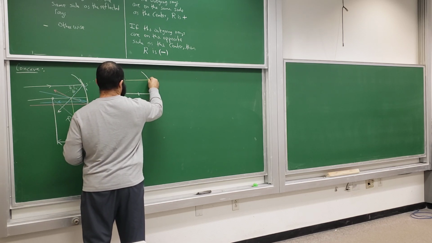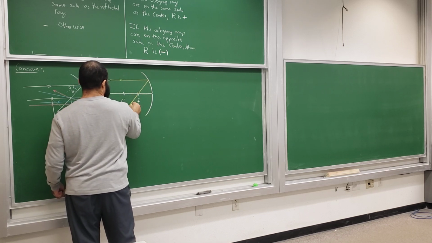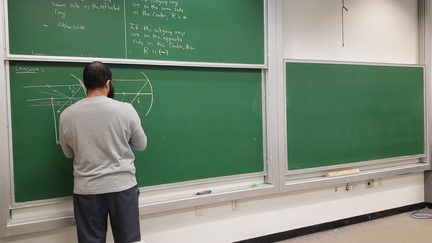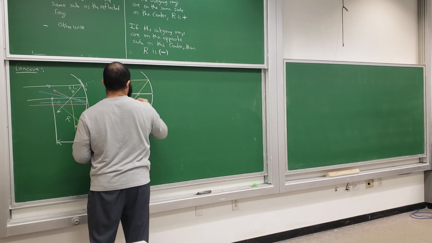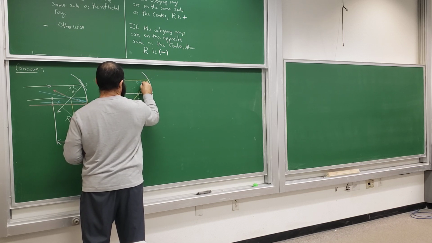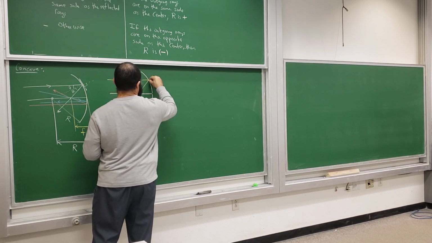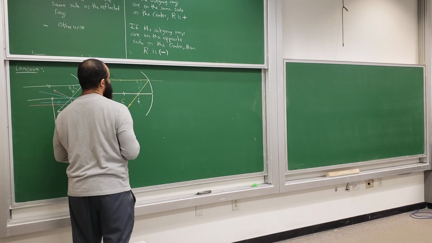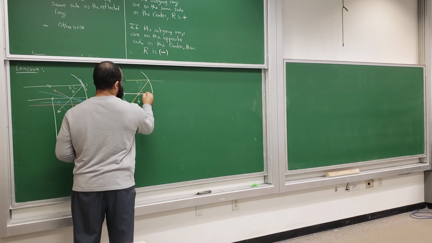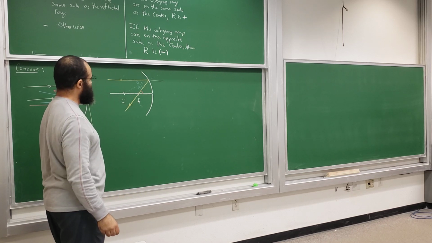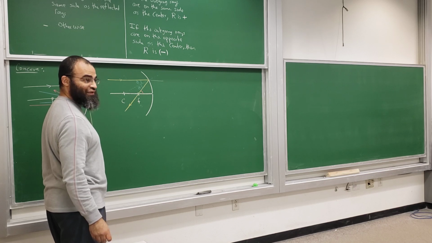Okay, it will pass through the focal point, right? We said it will pass through the focal point, and we said this. If this is theta, this would be theta. Let me ask you the following. What would this angle be? Would it be theta? 2 theta. It would be 2 theta, yeah.